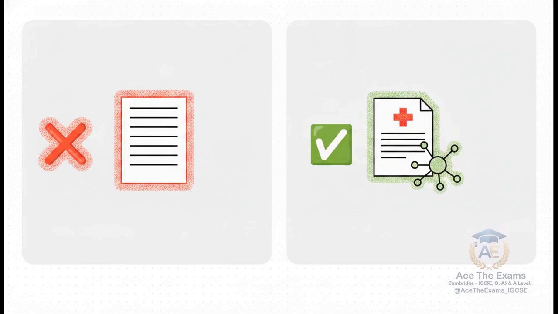To fix this and get the marks, you must write a contextual answer. It should sound like this. In the medical diagnosis system, the patient's symptoms act as inputs to the neural network nodes.